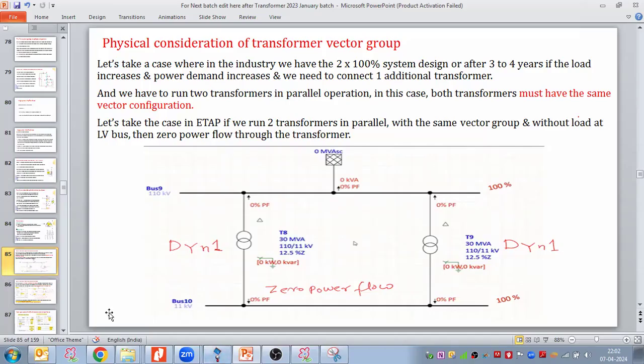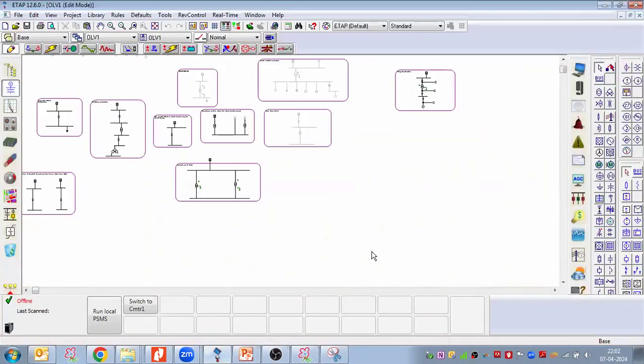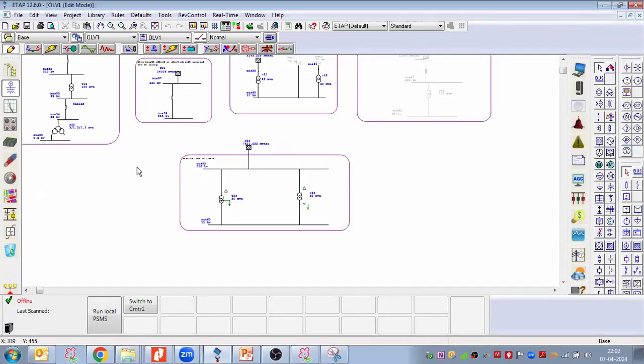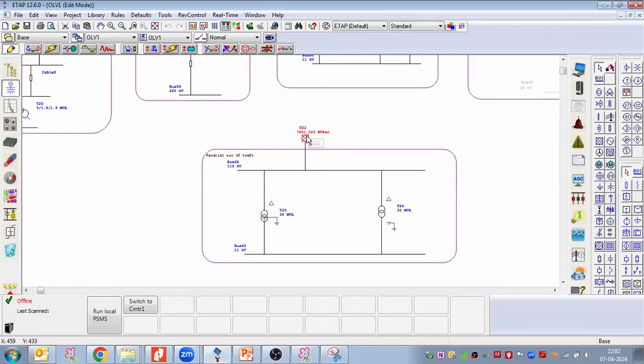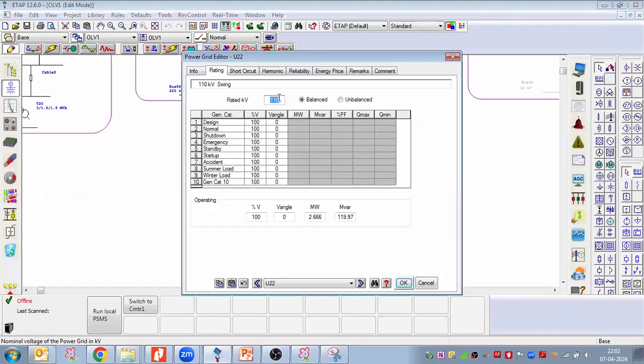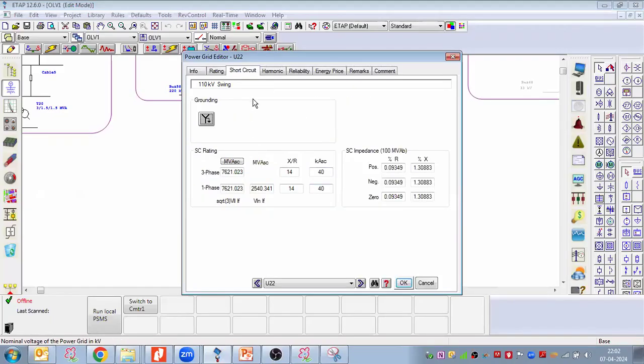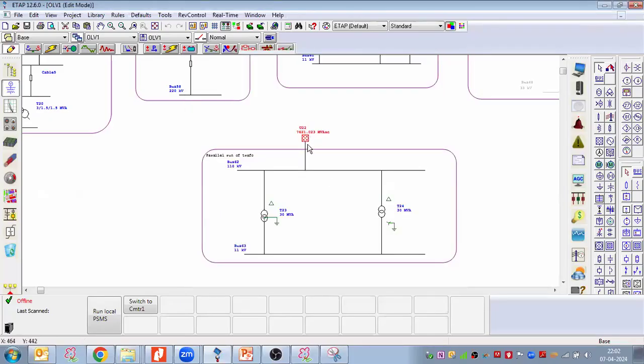Let us take this exercise with ETAP as well. So now we have a source. Source is 110 kV. From the source we are taking supply, connecting to a PCC or HT panel, which is 110 kV in this particular case, and connecting to a transformer.